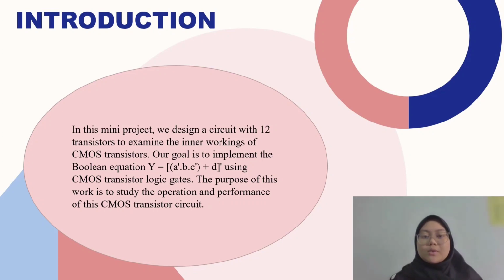In this mini project, we are required to design a circuit with 12 transistors to examine the inner workings of CMOS transistors. Our goal is to implement the Boolean equation Y equals A bar times B times C bar plus D bar using CMOS transistor logic gates. The purpose of this work is to study the operation and performance of this CMOS transistor circuit.